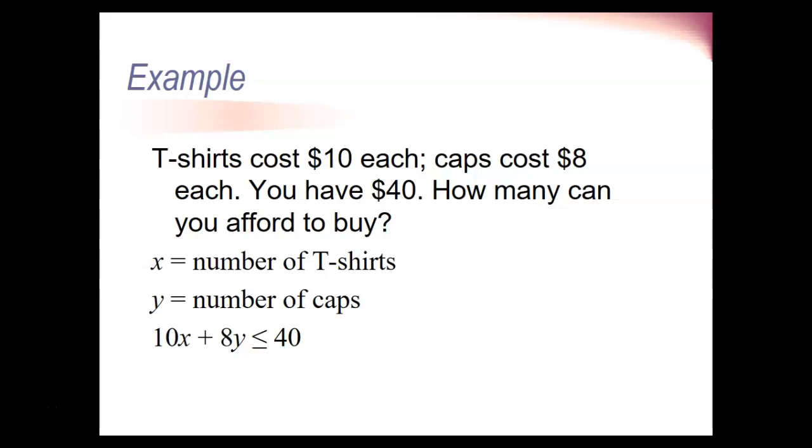So how much that's going to cost you is $10 for each of those X t-shirts you buy, plus $8 for each of those Y caps you buy. And that has to come out to be less than or equal to $40. It can't be more than $40 because that's all you have to spend. So there's an example of an inequality in two variables, x and y.